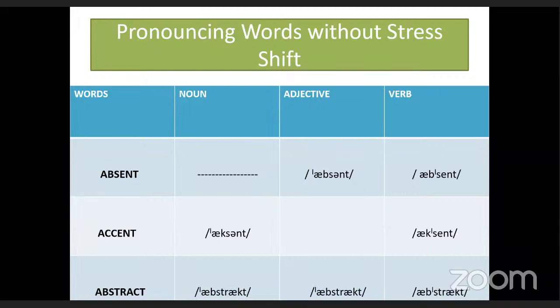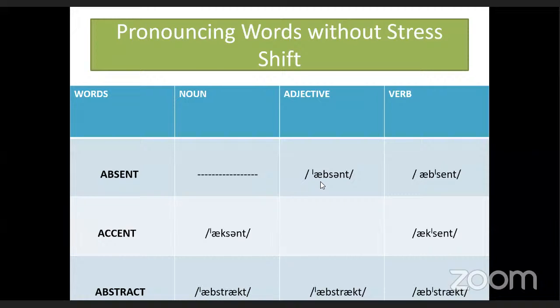The first word that I have taken over here, to show you as an example, is absent. When this word absent is used as an adjective, the stress should fall on the first syllable. You can see that I have marked the stress with a vertical line above and in front of the syllable. So when this word is used as an adjective, the stress falls on the first syllable.